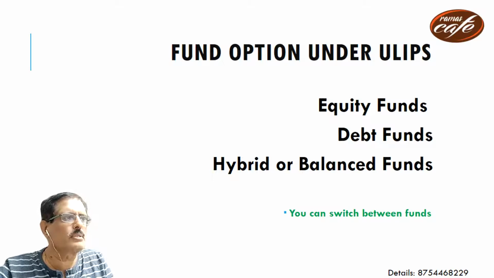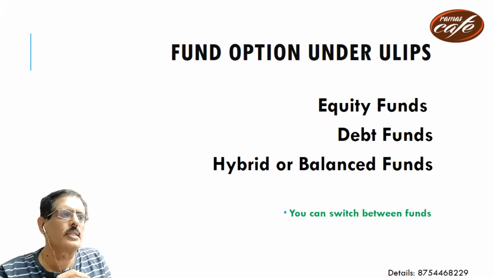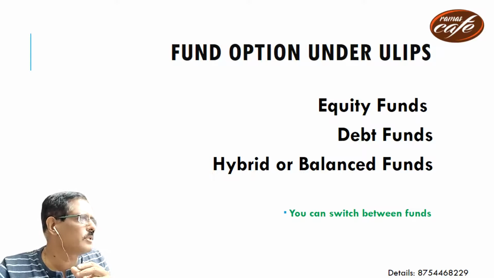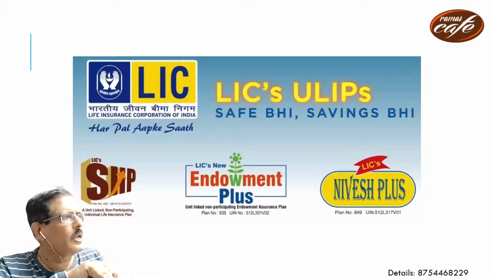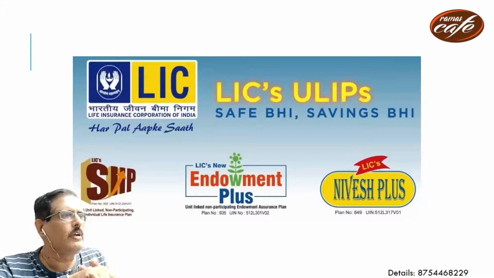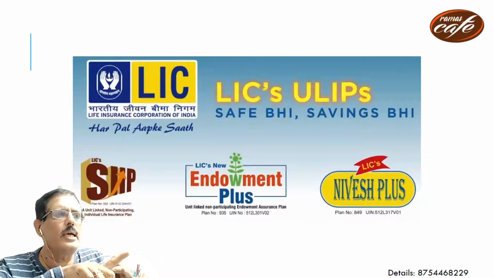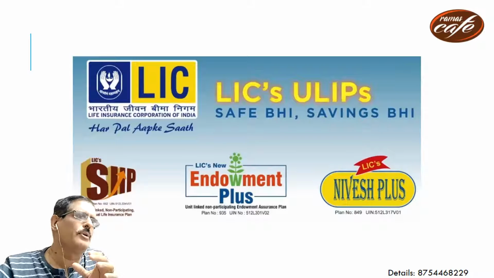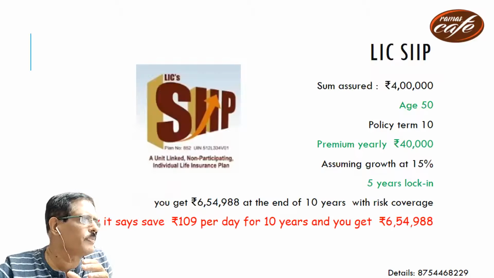So let's go a little deeper. We are talking about LIC ULIP policies. There are 3 kinds of LIC ULIP policies. What are they? One is SIIP, then Endowment Plus and Nivesh Plus. Endowment Plus is kind of an old product, so we restrict ourselves to SIIP and Nivesh Plus. First we will go into SIIP.